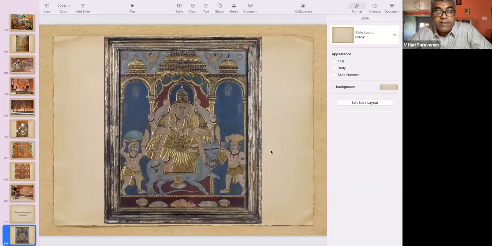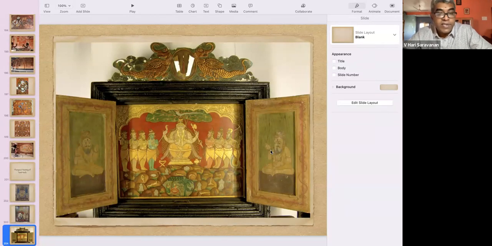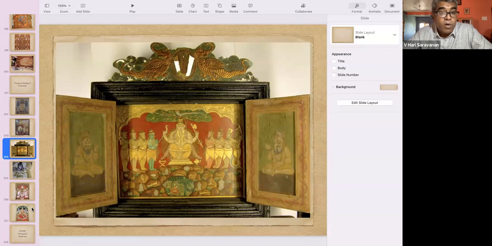Here are some of the old paintings. They were also fashioned as a box. Now here you could see Lord Dakshinamurti, and this is depicted more as a box. Now these are very old ones. You can find them in quite a few antique shops.